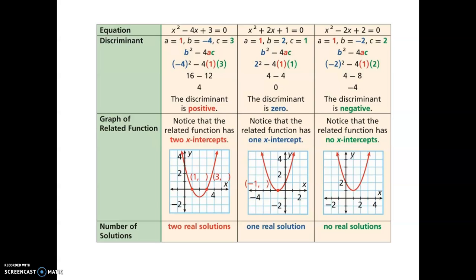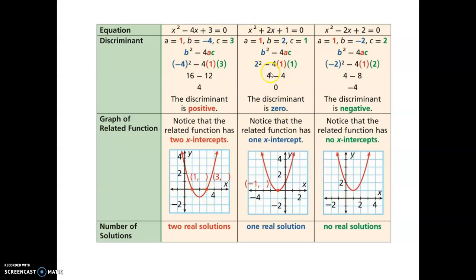Okay, so this chart here, you guys, is from textbook page 654. This is showing you three different examples of the discriminant. Okay, so in this equation here, x squared minus 4x plus 3 equals 0, when we identify a, b, and c, and we substitute in, the discriminant is b squared minus 4ac. So all of these, we're going to be solving for the discriminant. When we solve the discriminant, we get 4. So when the discriminant is positive, which is greater than 0, okay, so 1, 2, 3, 4, right? When our discriminant is positive, we have two real solutions. That means that the function has two x-intercepts. So see here, 1, 2.